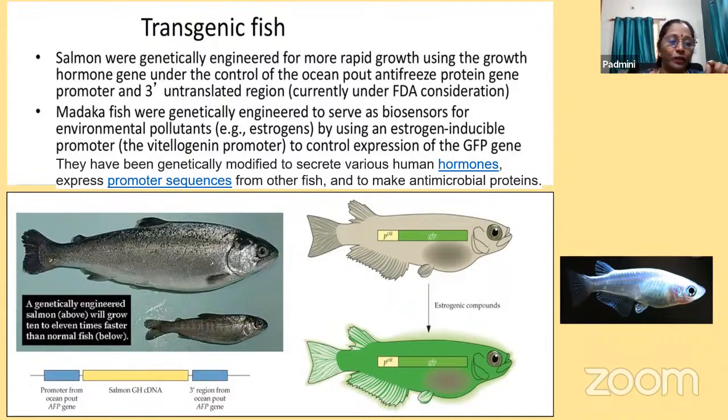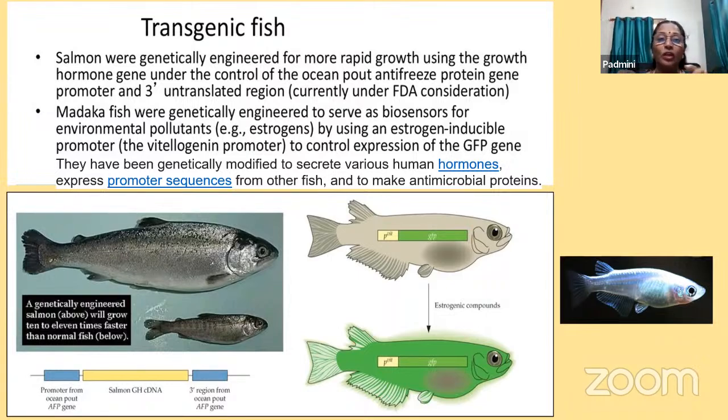And what they found is, this is the normal size of a salmon in the water when it grows normally. But when you transgene these fishes, again, this is a point over there. Transgenic fishes are where you add a particular gene of interest so that it gets incorporated in its genome and is expressed.